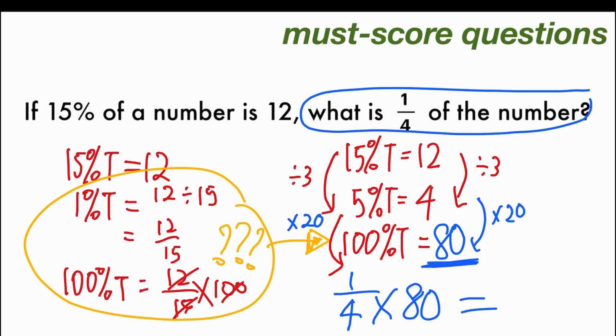And here, this part, easy. I just have to cancel. When I say cancel, I mean simplifying. So divided by 4, I get 1. Divided by 4, I get 20. 1 times 20, answer 20. So the answer will be 20.